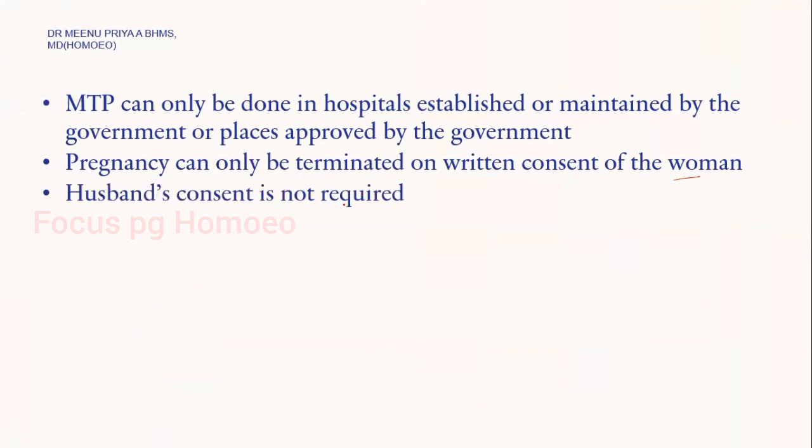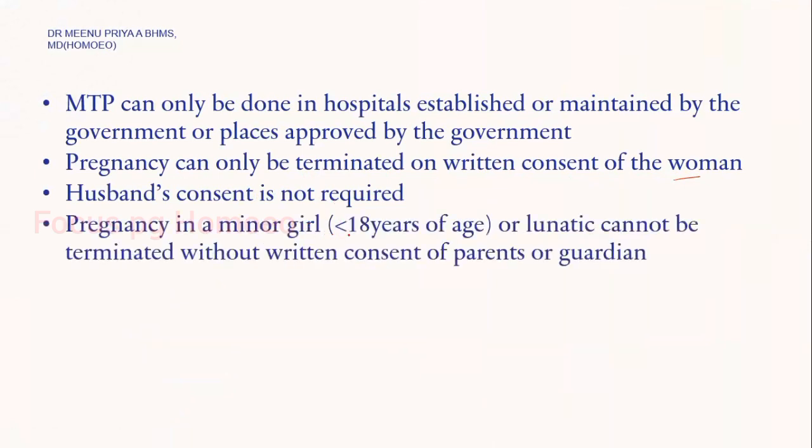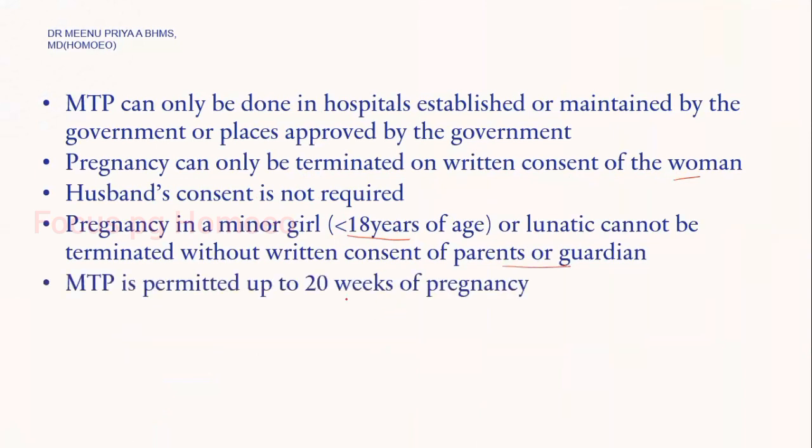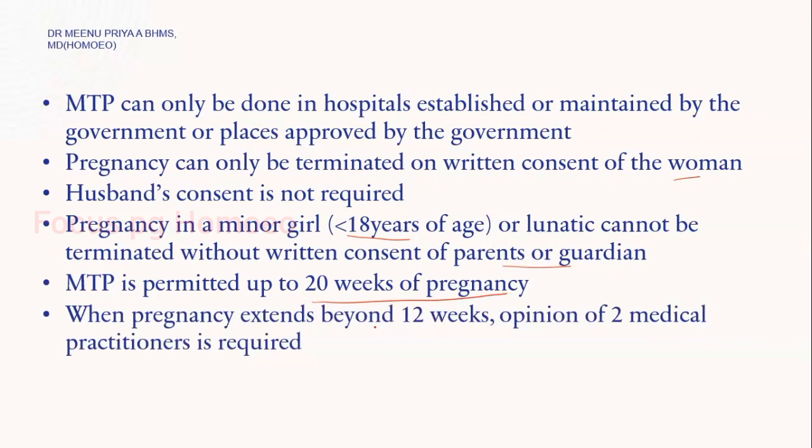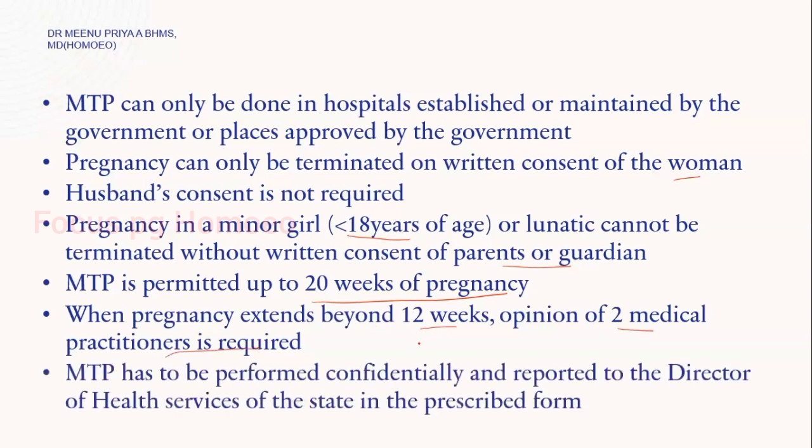These are all probable questions that can be asked, and you should be able to answer. Pregnancy in a minor girl, that is less than 18 years of age, or a lunatic, that means with a psychiatric condition, cannot be terminated without the written consent of parents or guardian. MTP is permitted up to 20 weeks of pregnancy. When pregnancy extends beyond 12 weeks, the opinion of 2 medical practitioners is required, and MTP has to be performed confidentially and reported to the Director of Health Services of the state in the prescribed form. Whenever an MTP is performed, it should be reported to the Director of Health Services, and there is a format that should be produced to the director.